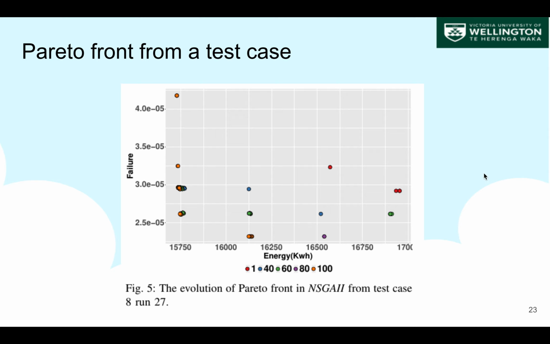And here is the Pareto front from test case 8, run 27. It shows the solutions from generation 1 to 100. We can see that as the evolution continues, it keeps improving and gets closer to the origin.